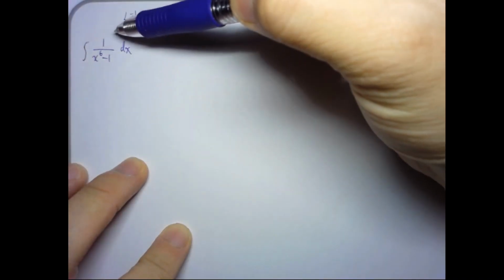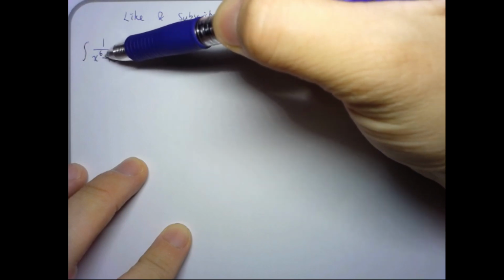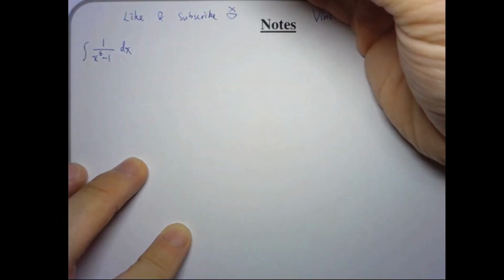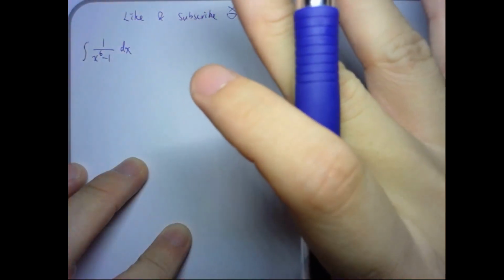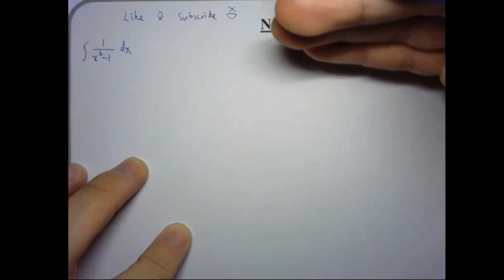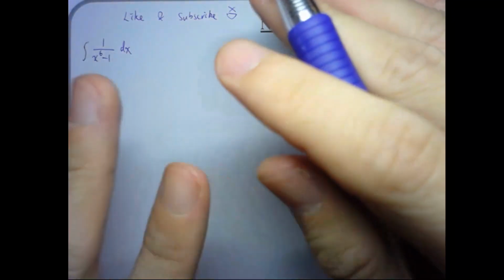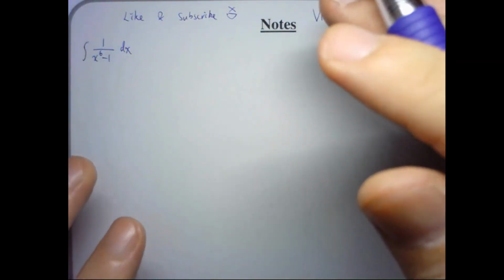Okay, so we need to integrate 1 over x to the power of 6 minus 1. And I will break down my steps, and I will explain step by step how I calculate each step, and then I will show all the calculations for you.